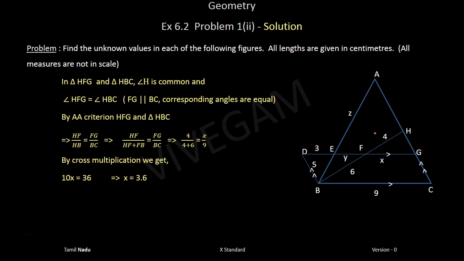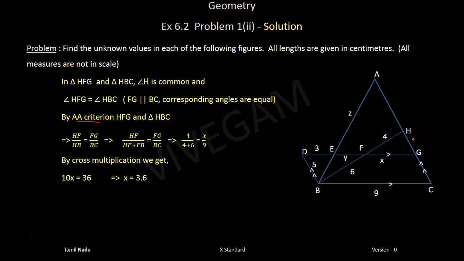Angle H is common between these two triangles. Then we have FG is parallel to BC, which means this angle equals this angle. That is, angle HFG is equal to angle HBC. So this angle equals this angle, and this angle is common between these two triangles, which means these two triangles HFG and HBC are similar, right, by AAA criteria.